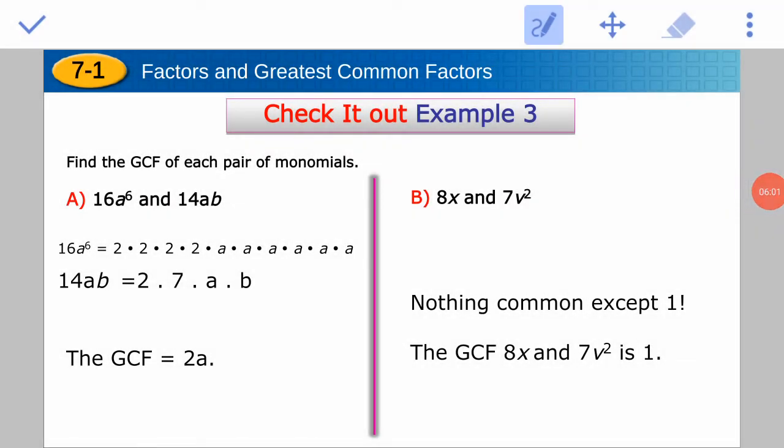Yes, it's true. The GCF of 16a to the power 6 and 14ab, if you factor the first one completely and the second one completely, you will find the GCF of these two monomials is going to be 2a. Second part, the GCF of 8x and 7v squared is exactly 1.